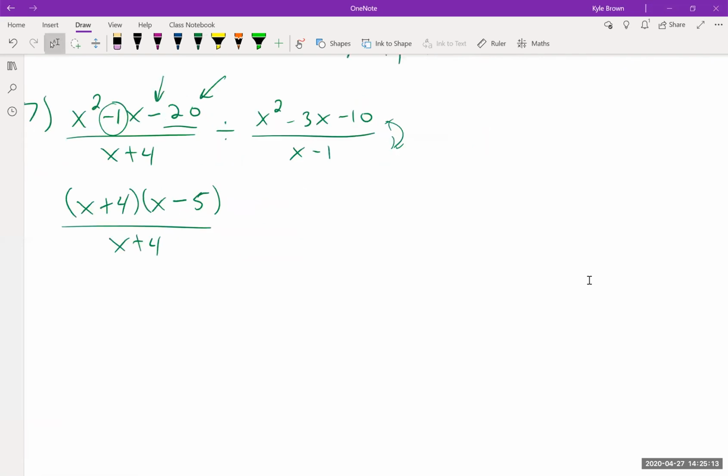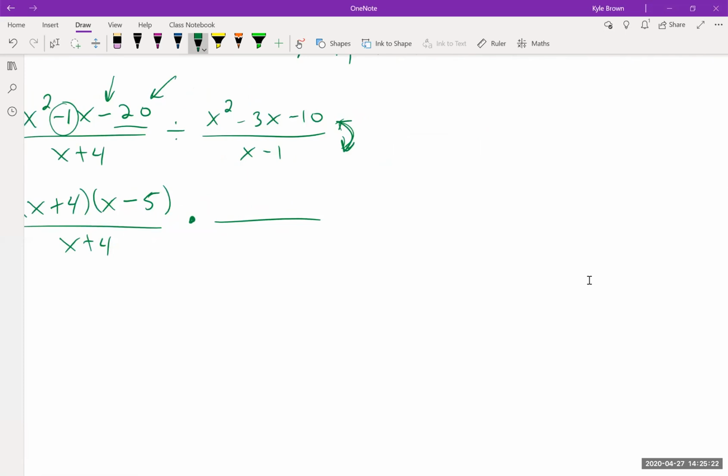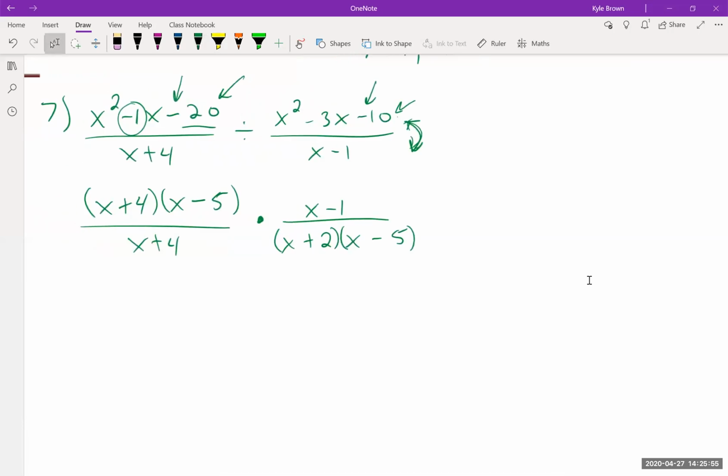And then I'm going to change this to multiply and flip these, and I'm going to factor it at the same time. So on the top, we've now got x minus 1. And on the bottom, I'll put my brackets down. They both get an x. I'm looking for numbers that multiply to 10 and add to 3. So probably 5 and 2. One's got to be negative and one positive to multiply to negative 10. So this will have to be negative 5 and positive 2. Okay, so we're looking good here. There's lots of stuff to cancel.